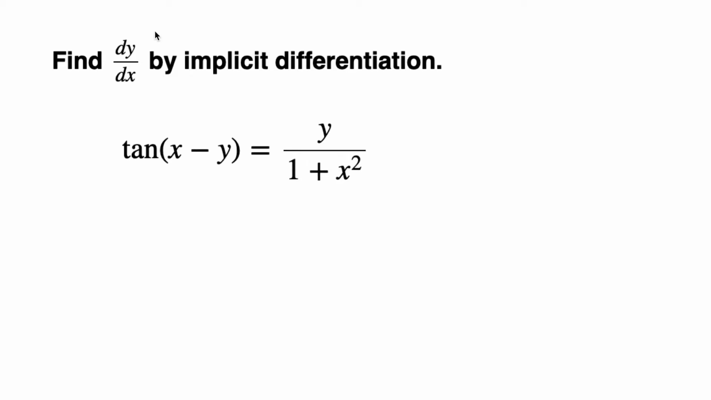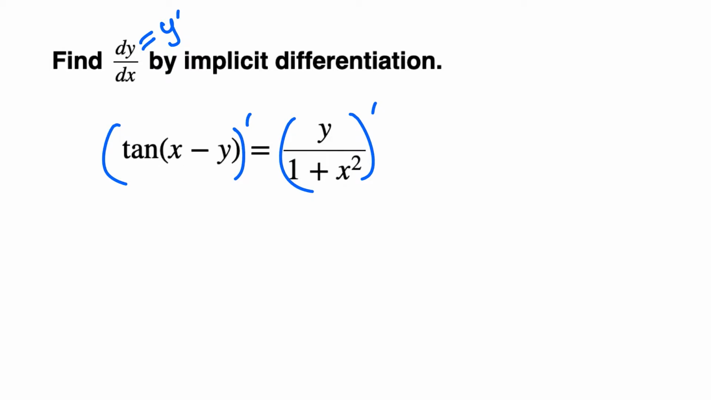dy over dx by implicit differentiation. Implicit differentiation because we cannot isolate y here. So we take the derivatives of both sides with respect to x. And I'm going to denote this dy over dx as y prime. So take the derivative with respect to x, and same thing here.